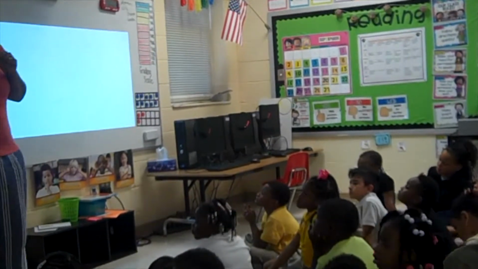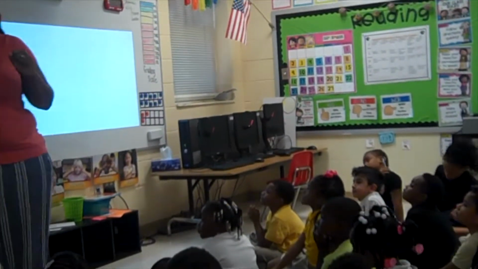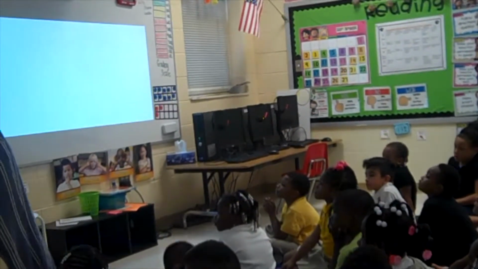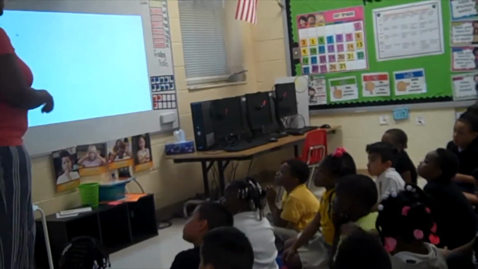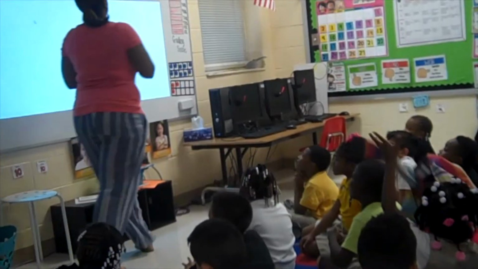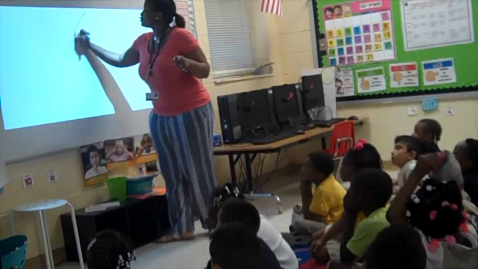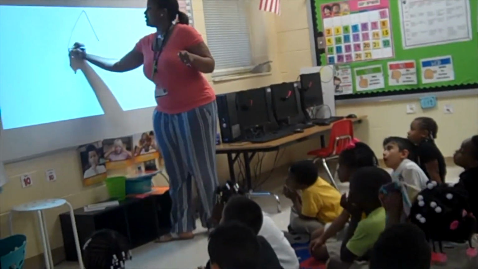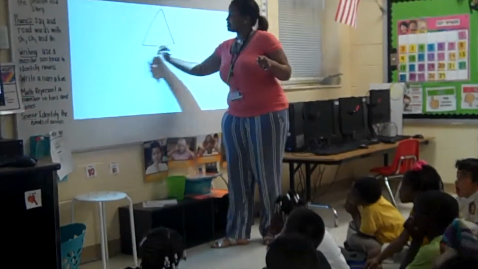All right, so what we're going to do today in representing a number is we are going to use something called a place value house. Now, my camera is not working on our computer, so we're going to use good old-fashioned drawing. All right, so I am going to draw something that looks like this.